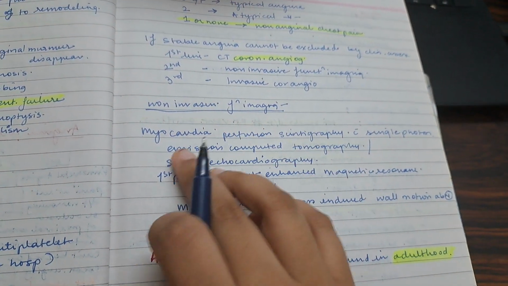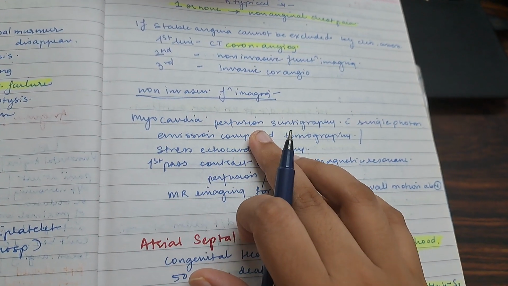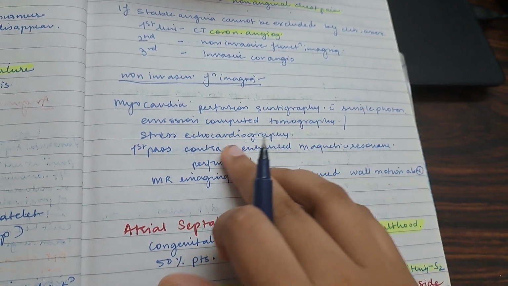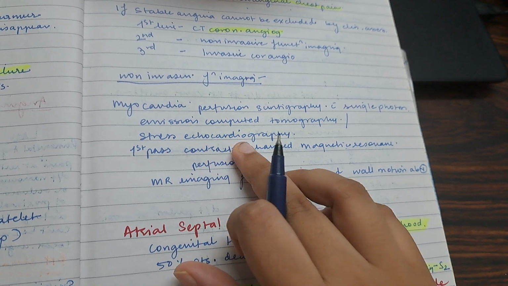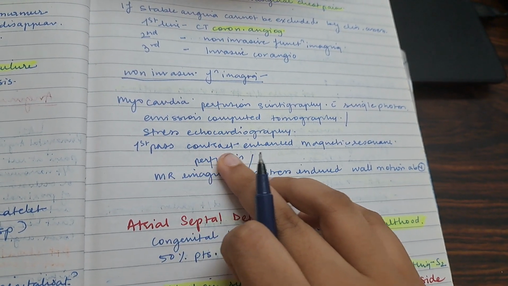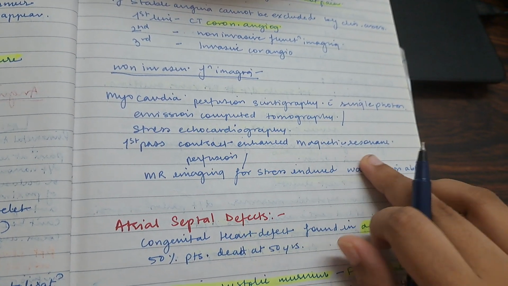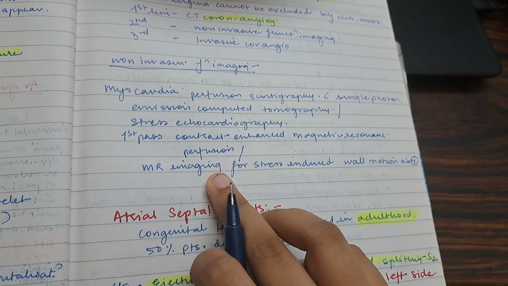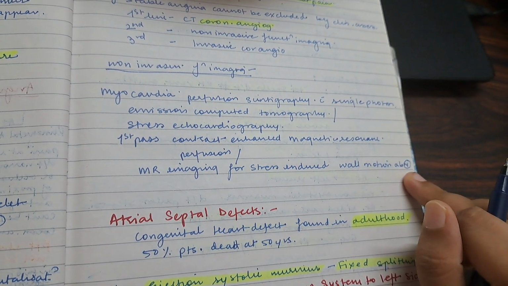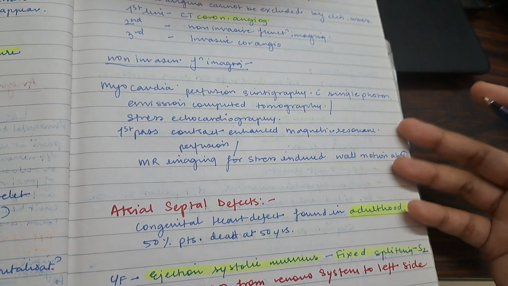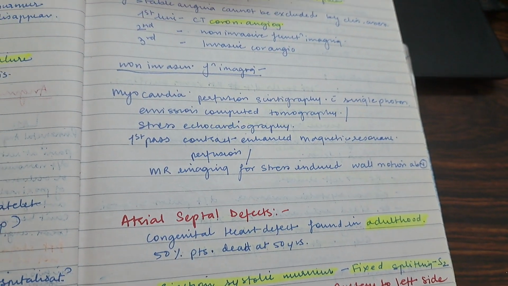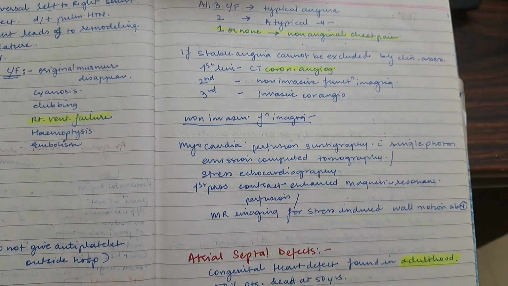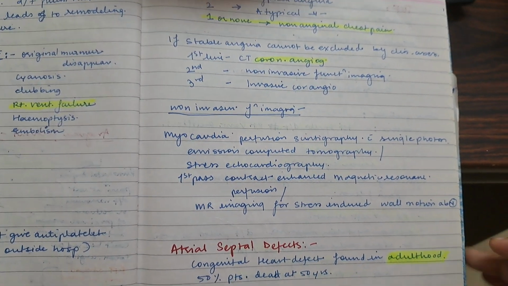Non-invasive functional imaging: you have myocardial perfusion scintigraphy with single photon emission CT, or there is something called a stress echo, first pass contrast enhanced magnetic resonance perfusion. Then there is MR imaging for stress induced wall motion abnormality. So all these are available as non-invasive functional imaging options for coronary angina.